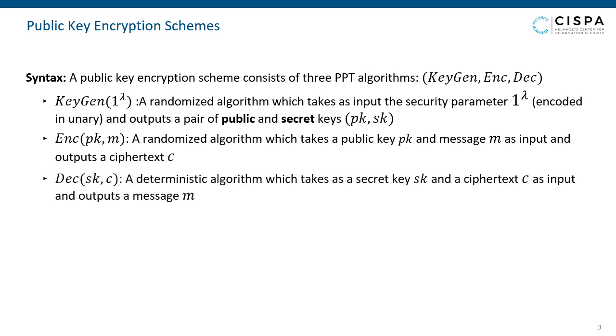The decryption algorithm Dec takes as input a secret key SK and a ciphertext C, and outputs a message M. And Dec we generally assume to be a deterministic algorithm.